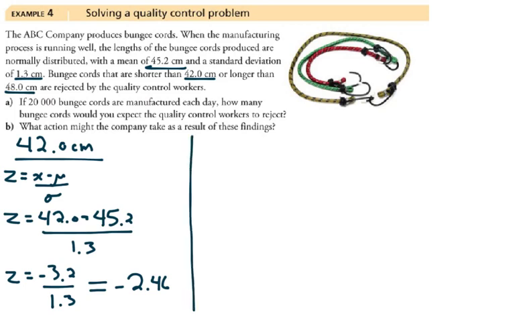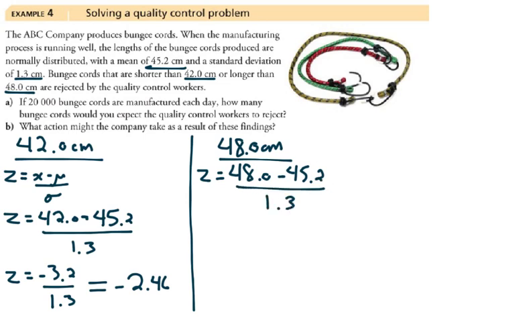Before we get into what that means, let's take a look at 48 centimeters. Substitute in 48 for x, the rest will stay the same. And we get a z-score of 2.15. So any bungee cord that has a z-score of more than 2.15 will also get rejected.